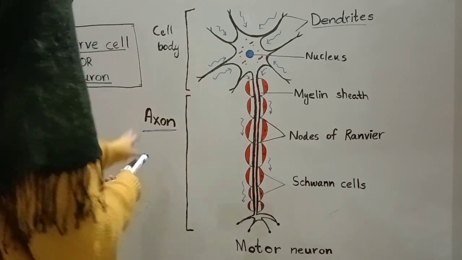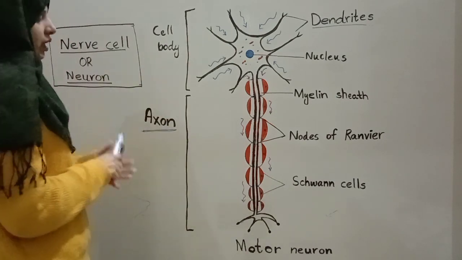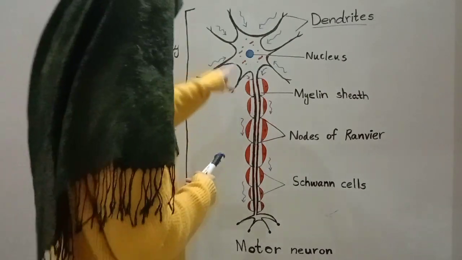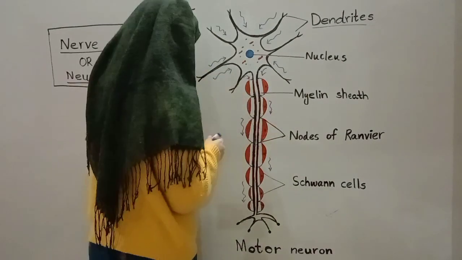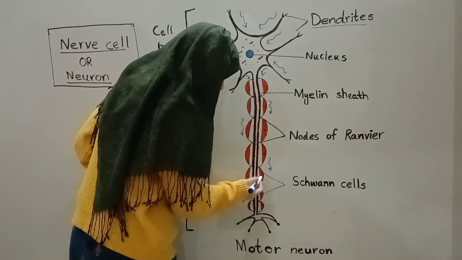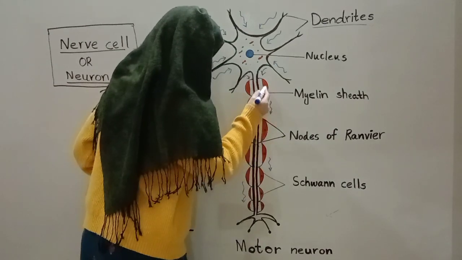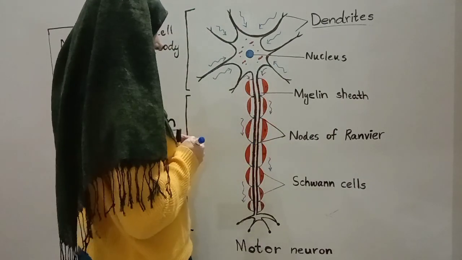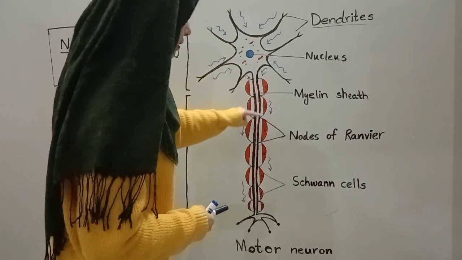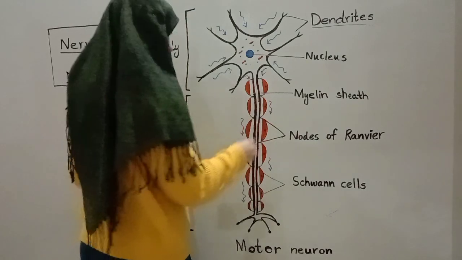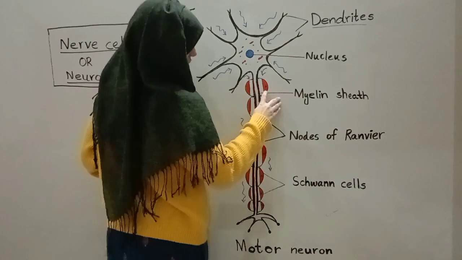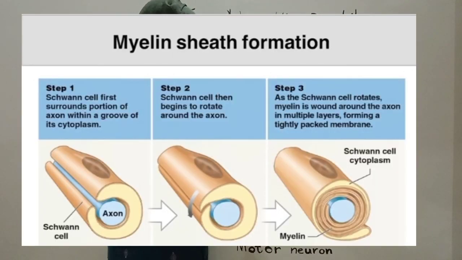Let's talk about the axon. Schwann cells are present in the axons at regular intervals. These are the Schwann cells. They are also called neuroglial cells. They are present at regular intervals, and these cells release a fatty layer called the myelin sheath. You can see the myelin sheath, which is red in color.